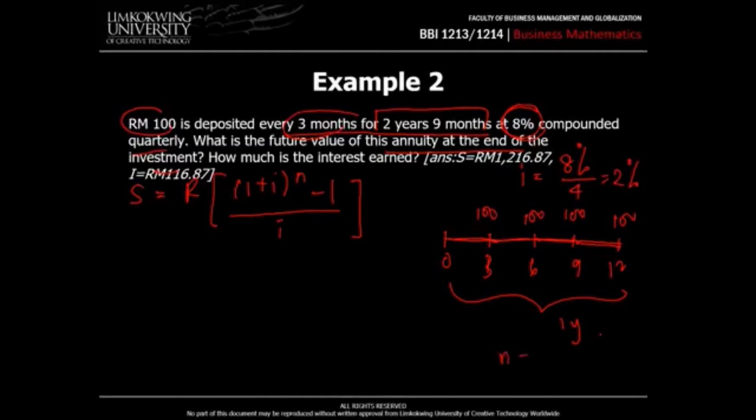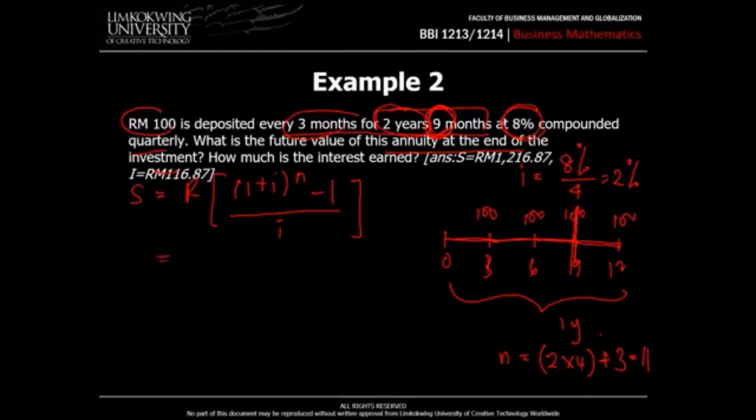What is the value of N? How many years? 2 years, right? And you have another 9 months. In 1 year, how many times? 4 times, right? So 2 years, 2 times 4. You have to add another 9 months. In 9 months, how many times? You deposited 3 times. So 8 plus 3, you get 11. Okay, so now use the formula.